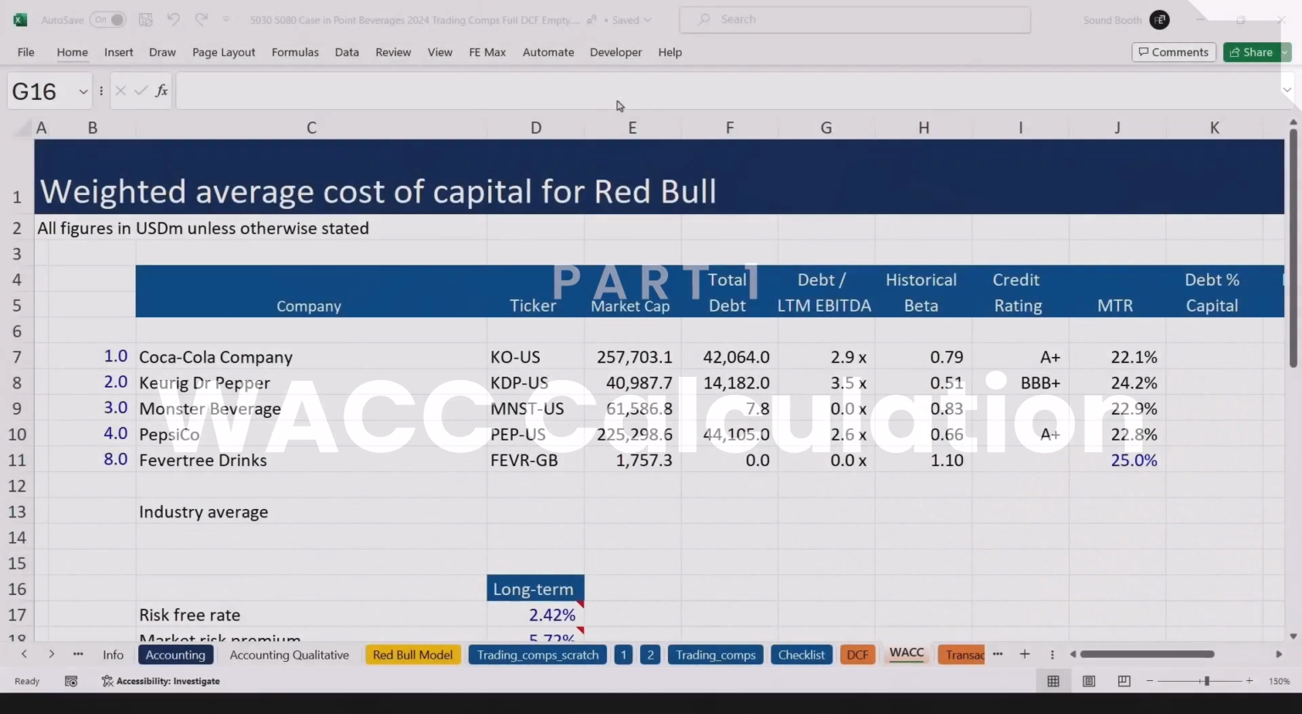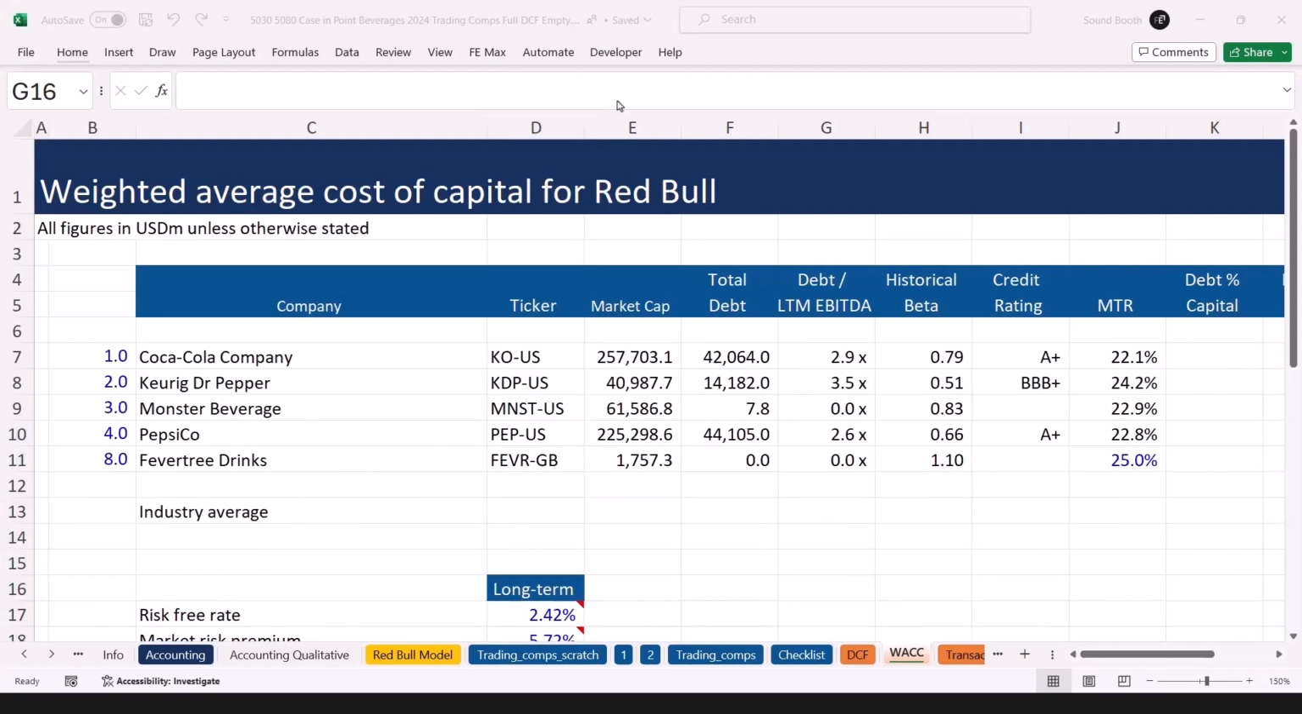In preparation for the discounted cash flow valuation of Red Bull, we need to calculate the cost of capital. And we're going to do that by looking at the comparable companies, because Red Bull is a private company, so we have to look at comparables to calculate the cost of capital. Now, although it's called the cost of capital, actually a better way of thinking about it is it's the expected return that investors require for investing in this asset.